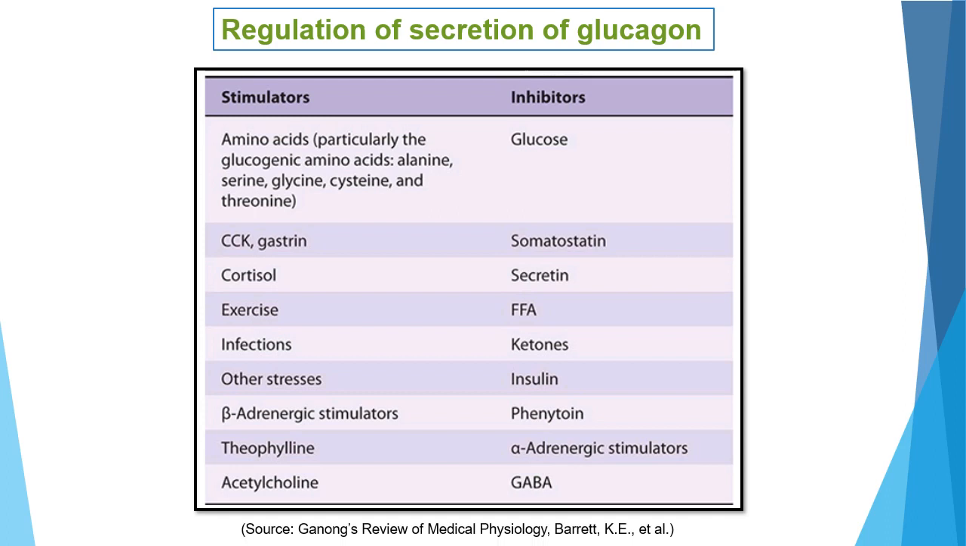Next comes regulation of secretion of glucagon. The stimulators of glucagon secretion are amino acids, cholecystokinin, gastrin, cortisol, exercise, infections, other stresses, beta-adrenergic stimulators, theophylline, and acetylcholine. The inhibitors of glucagon secretion are glucose, somatostatin, secretin, FFA, meaning free fatty acid, ketones, insulin, phenytoin, alpha-adrenergic stimulators, and GABA.